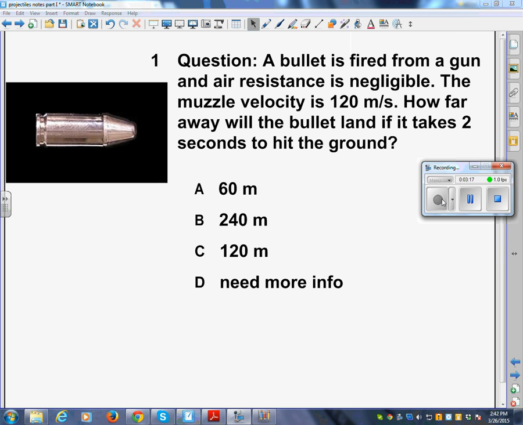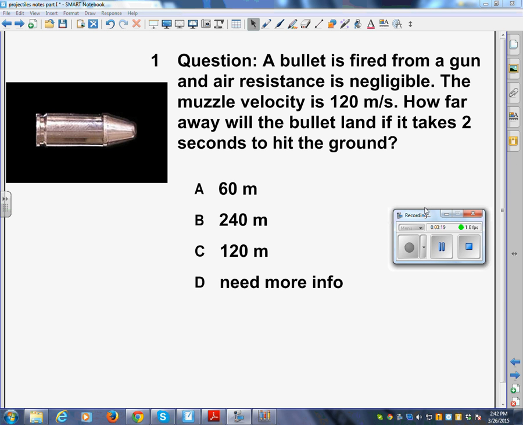Okay, so let's put on our thinking hats. A bullet is fired from a gun and air resistance is negligible. You can assume that in almost all situations the air resistance is 0. Just makes things easier. The muzzle velocity is 120 meters per second. That is a key term that you need to know. Please don't ask me on the day of the test, what do you mean by muzzle velocity, Mr. Bennett? You're going to see it over and over again.